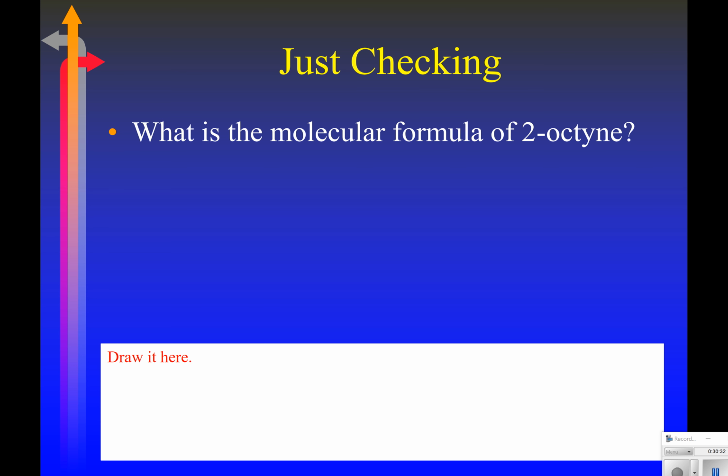Now we'll do a little example here. What's the molecular formula of 2-octyne? So I'm going to start by drawing this. So we have octyne, which means we have 8 carbons. And since it's part of the alkyne family, it's going to have a triple bond on the second carbon. And you can do this in either direction. I'm going to put this one here. And since it's 2, if you put it in between the first and second one here, it would be numbered 1-octyne. So I want to make sure it's in between the second and the third.